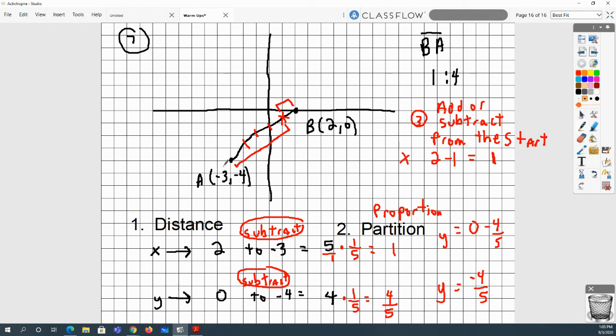So that's y. So my answer should be, yes, question 1. Do we always put the start in front of the number? Yes, yes. So that's your answer. So the answer key had -1, comma -4/5, but it was positive, but it should be positive.